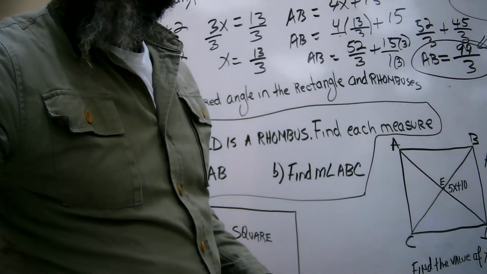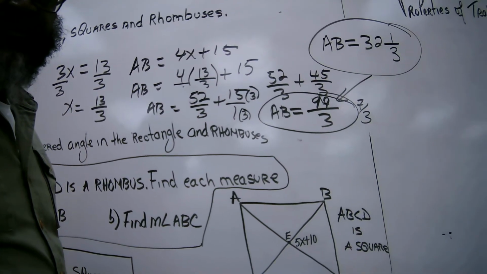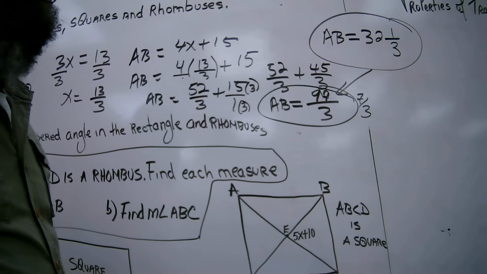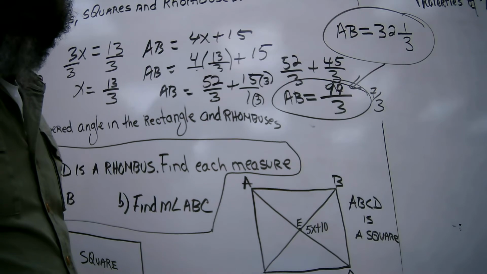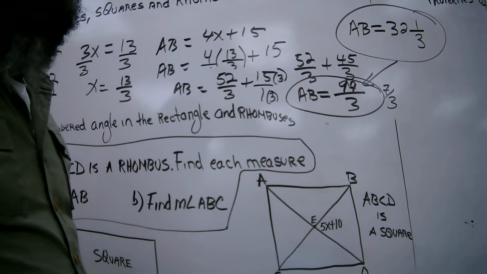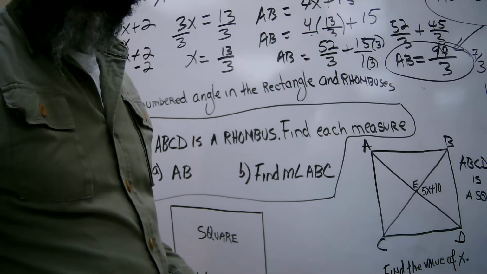Right? That will give you this. 32 and 1/3 will be the answer, or 97 over 3. Those are your two possible answers. That's how you find AB.